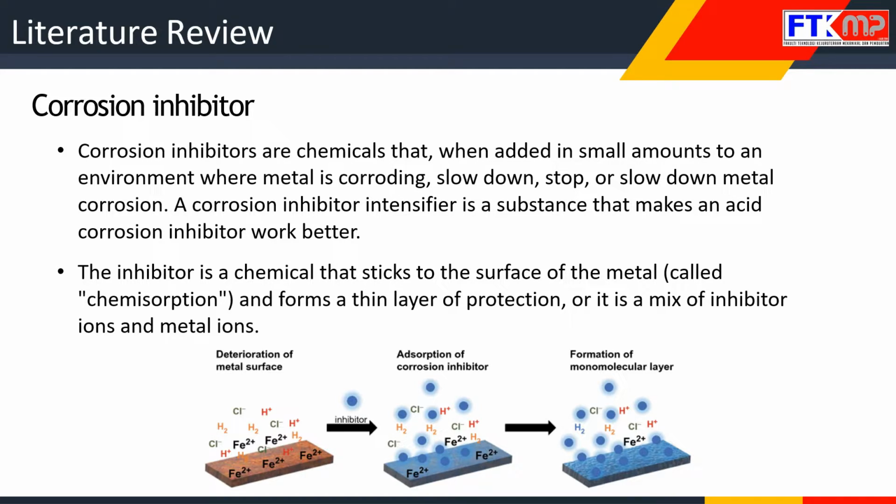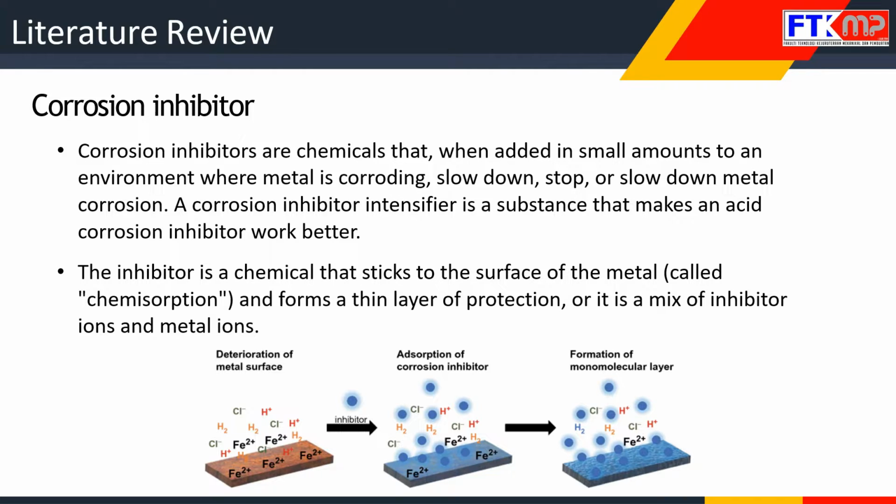Corrosion inhibitors are chemicals that, when added in a small amount to an environment where metal is corroding, slow down or stop metal corrosion. A corrosion inhibitor intensifier is a substance that makes an acid corrosion inhibitor work better.